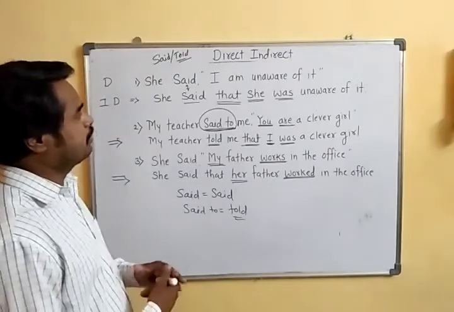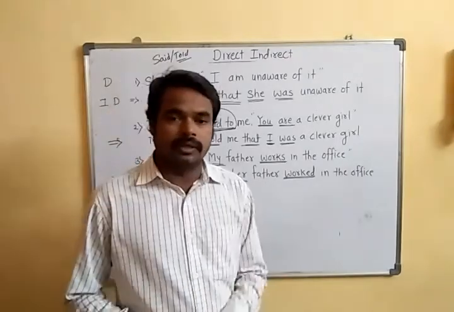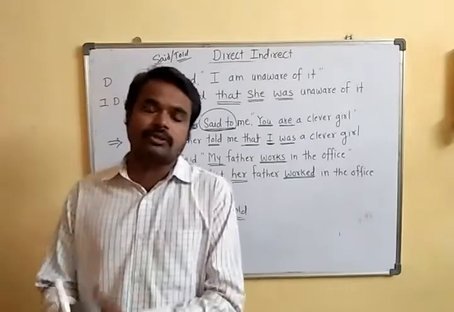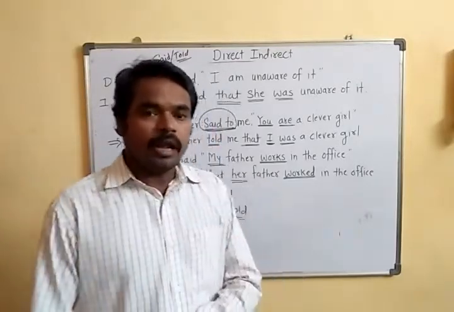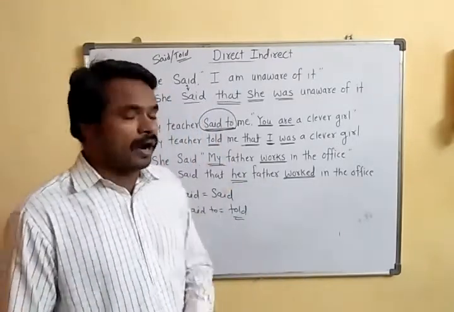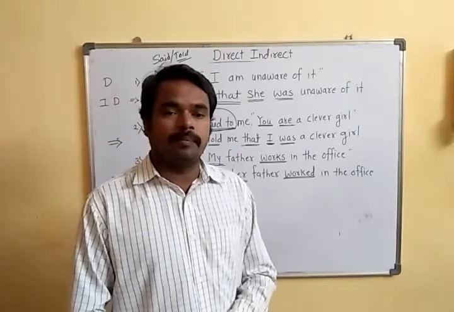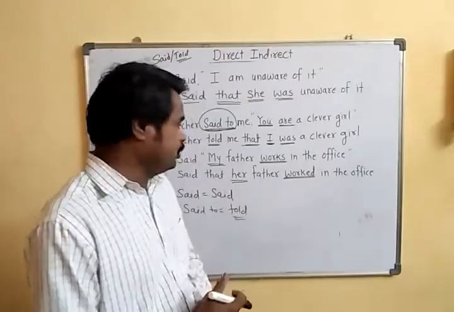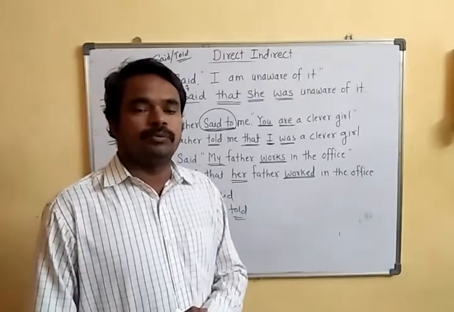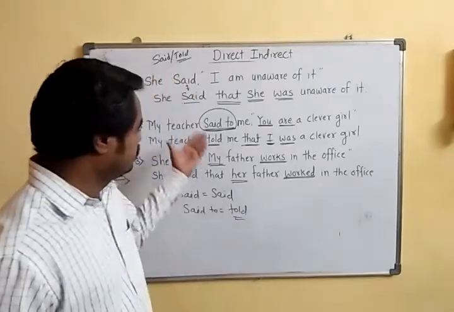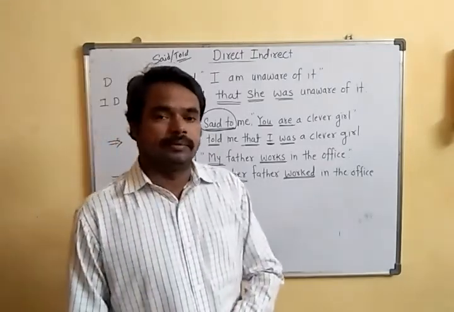So these are three examples of how we have to convert an assertive sentence from direct to indirect. I hope you have understood. Try to study more examples. If you have any other textbook of grammar, try to understand the concept. Thank you very much.